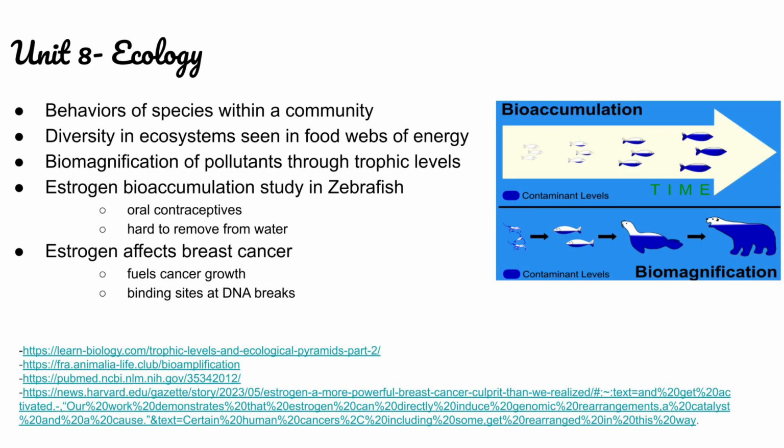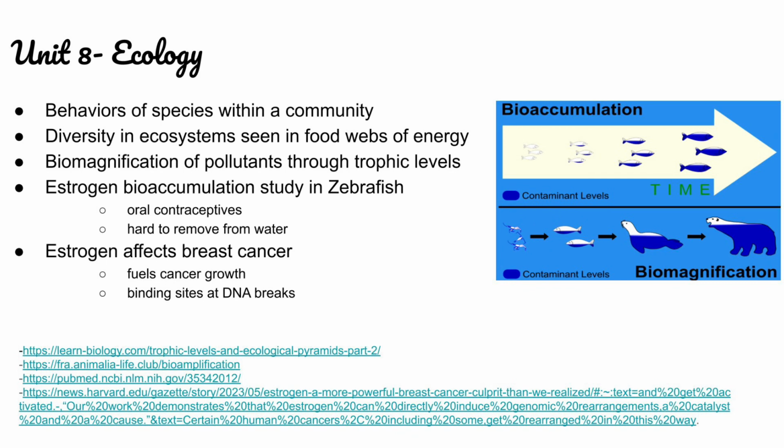Unit 8 talked about ecology, so different behaviors of species, like, for example, their own fixed pattern behaviors, as well as how they interact in a community, like predation, mutualism, parasitism, and things like that. Additionally, we see the diversity in ecosystems with many different types of species, as well as the transfer of energy, which can be demonstrated in a food web.